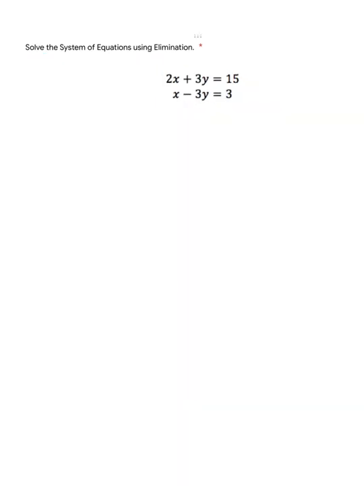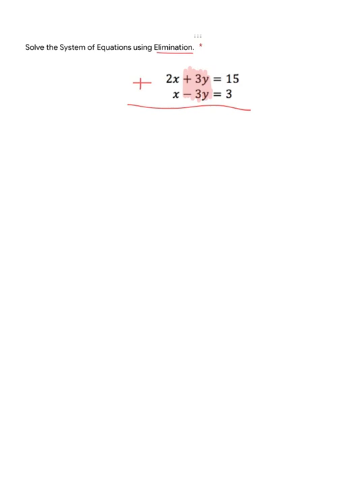So in this last problem on the Google form, we're asked to solve the system of equations using elimination. So once again, we want to eliminate one of our variables in order to solve for the other. We have 2x plus 3y equals 15, and x minus 3y equals 3. If I add or subtract my equations right off the bat, I can't eliminate my x variable. However, notice we have a plus 3y and a minus 3y. Those are opposites, meaning if I add my equations together, I'm going to be able to eliminate that y variable.